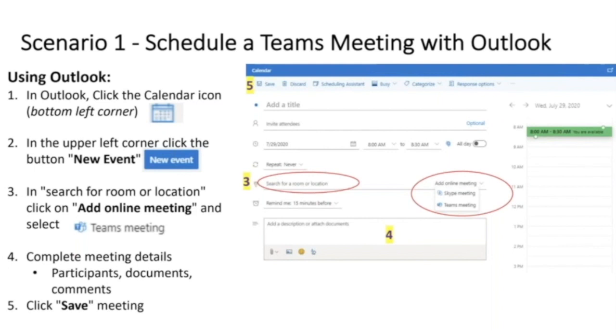In Outlook, you would click the calendar icon in the bottom left corner. So usually you would start by going into your mail, and then you would click on this little calendar icon here. In the upper left-hand corner, click the button New Event. And then click on Add Online Meeting and choose Teams Meeting, as shown here. Complete all the meeting details. You can invite participants directly from Outlook, any documents or text that you want to share, and then when you're done, you click on Save Meeting.